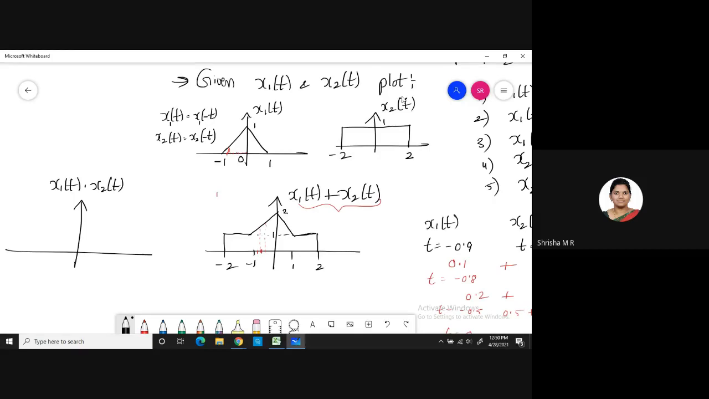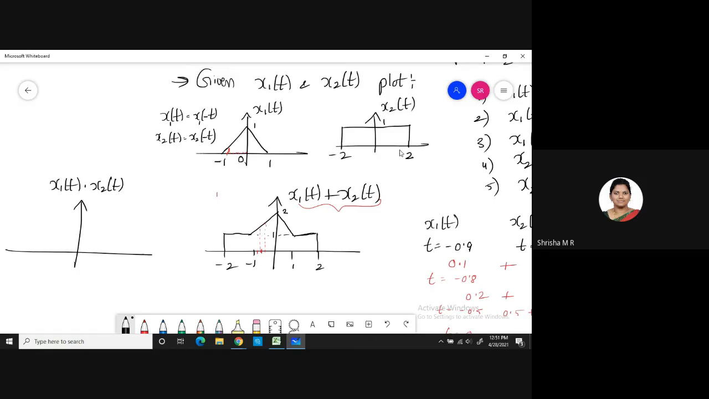For x2 of t it is -2 to +2. For x1 of t it's -1 to +1. So what do you get? From t equal to -1 to -2, it is 0. 0 into 1 here, from -2 to 1, 1 into 0 is 0 only.